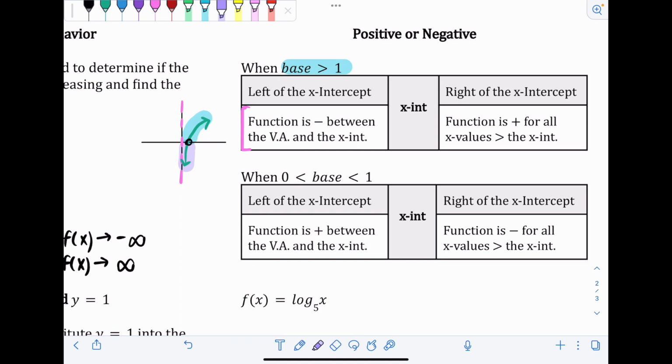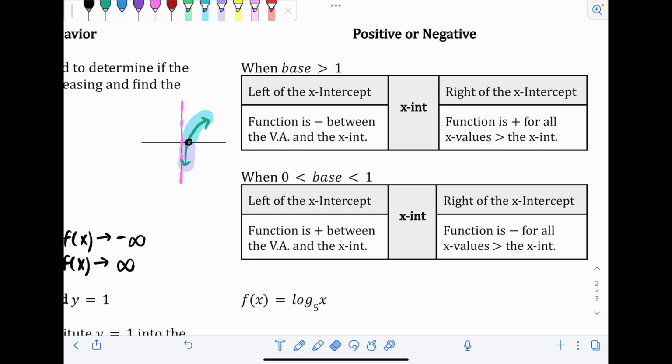So to the left of the x-intercept, the function is negative between the vertical asymptote and the x-intercept, and then we have the x-intercept in the middle, and then on the right side of the x-intercept, the function is positive for all the x values that are greater than the x-intercept. That's referring to that blue section. So on the right side of the x-intercept, the function is positive for all those x values.